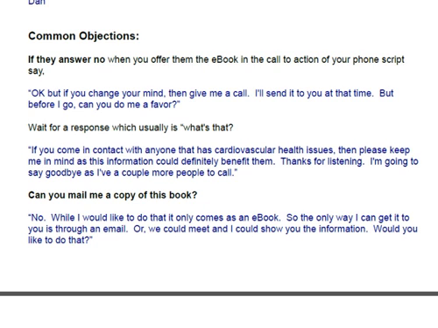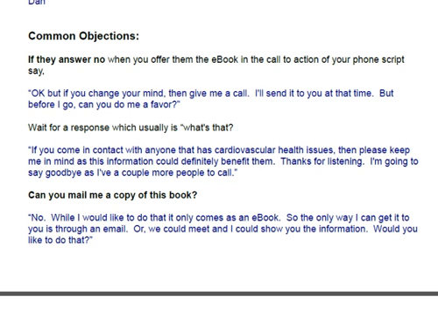Ask a question. When you ask a question, wait for a response, which is going to usually be something in the form of, what's that? You'll have to gauge in terms of the reaction, but they're going to ask you, what is it? And this is your response. If you come in contact with anyone that has cardiovascular health issues, then please keep me in mind, as this information could definitely benefit them. Thanks for listening. I'm going to say goodbye as I've got a couple more people to call. And then get off the phone.